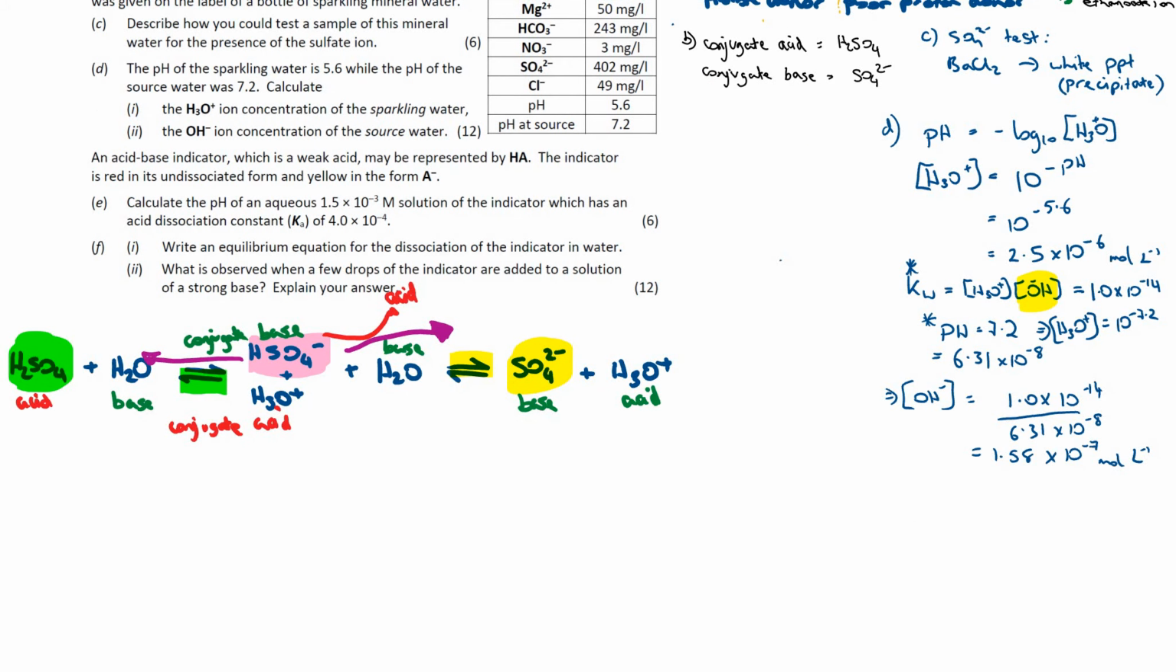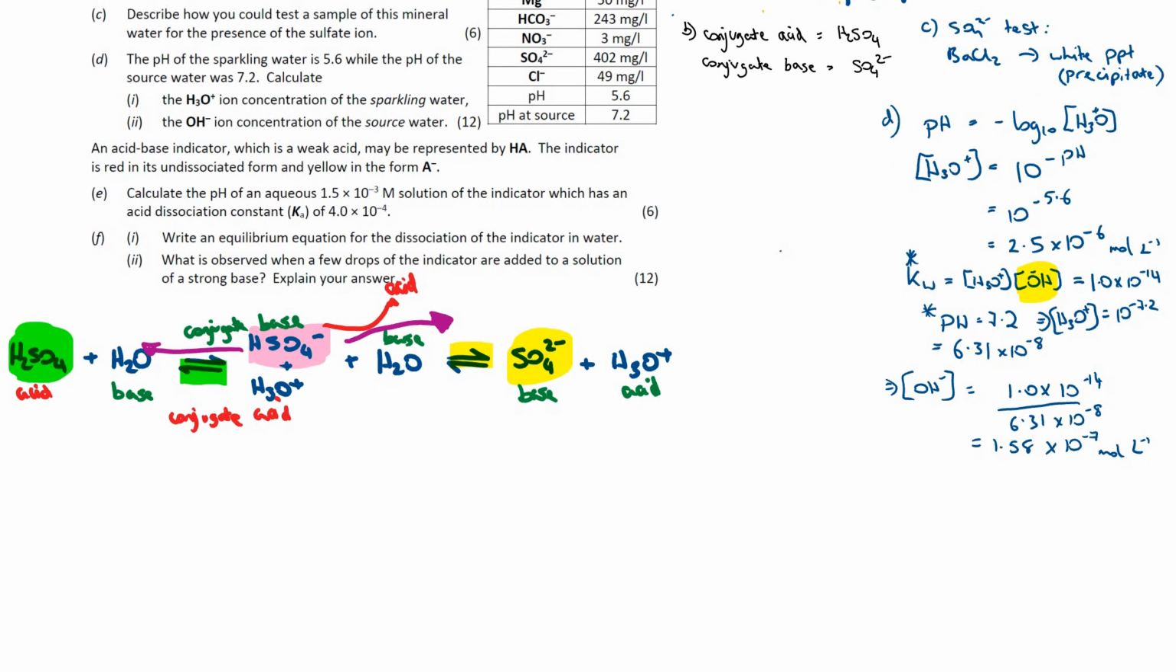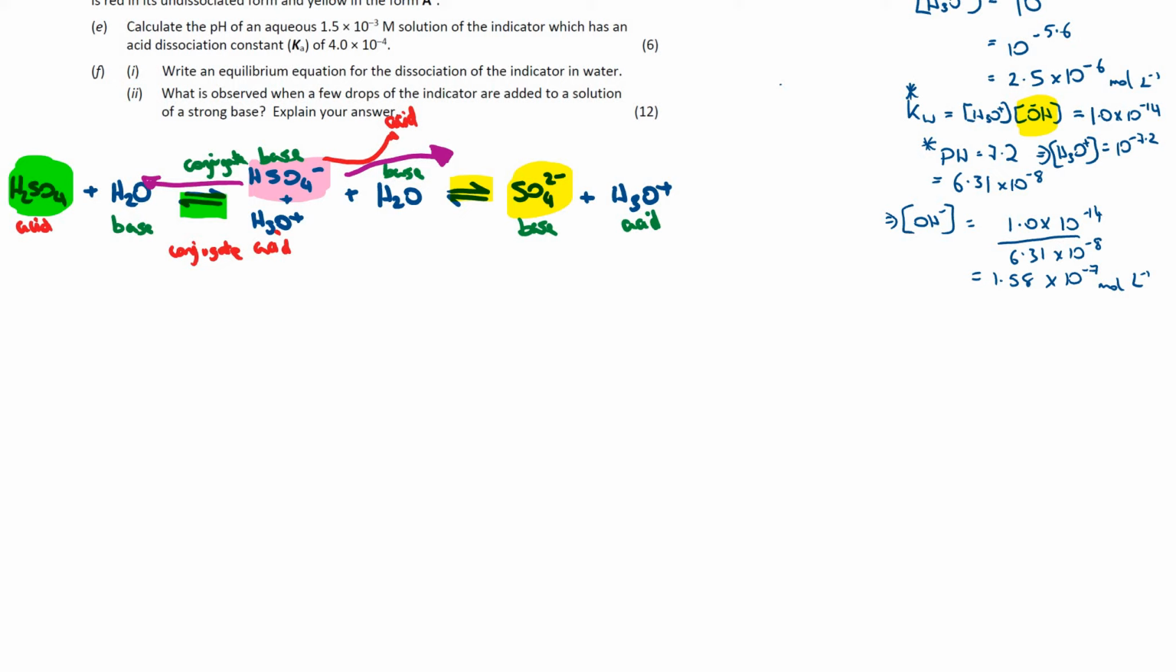So we're on to the last question. An acid-base indicator, which is a weak acid, may be represented by HA, like I did at the start. The indicator is red in its undissociated form and yellow in the form A minus. Calculate the pH of an aqueous 1.5 by 10 to the minus 3 molar solution of indicator, which has an acid dissociation constant of 4.0 by 10 to the minus 4. So I'm just going to go through that in a bit of detail to start with.